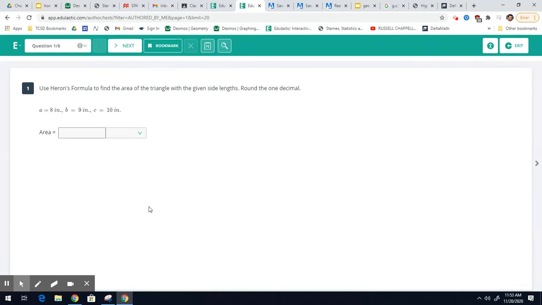So I do have 6 problems, so I will definitely do 2 videos. We'll start off pretty easy. It says use Heron's formula to find the area of the triangle with the given side lengths. It says round to one decimal.